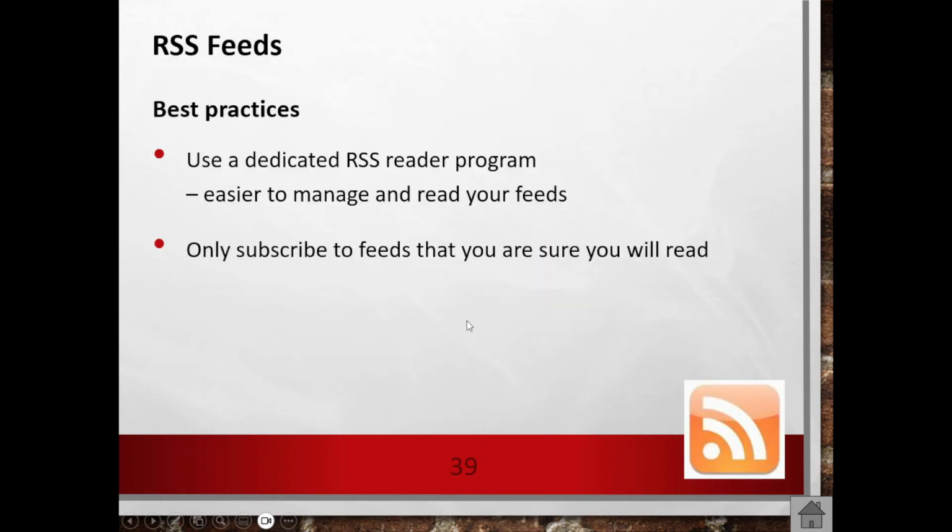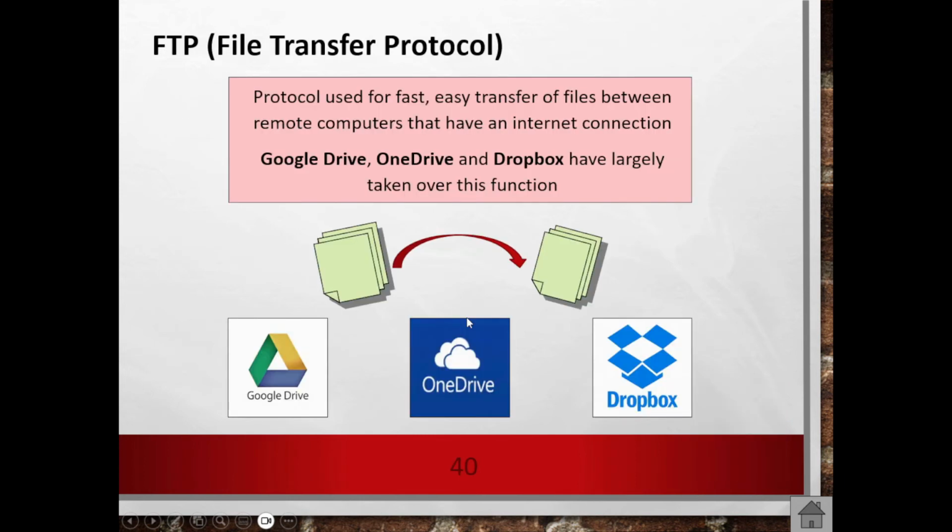Now, when we start transferring large files over the internet, we use the file transfer protocol because this is used for fast, easy transfer of files between remote computers that have an internet connection. We know Google Drive, OneDrive, Dropbox, right? They've largely taken over this function, but they still work on the same principle. So, with Google Drive, if you have it at your school or your place of work and you save files there, you can access those files anywhere as long as you have an internet connection and log in.